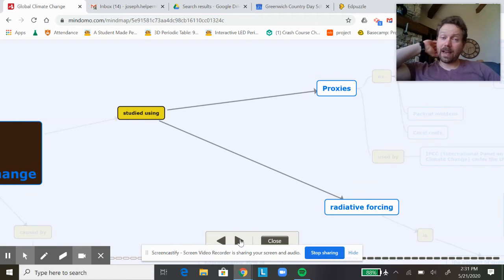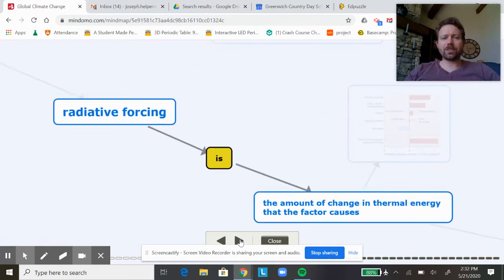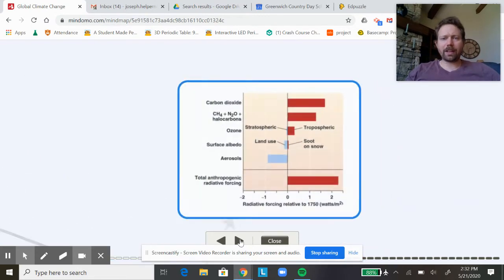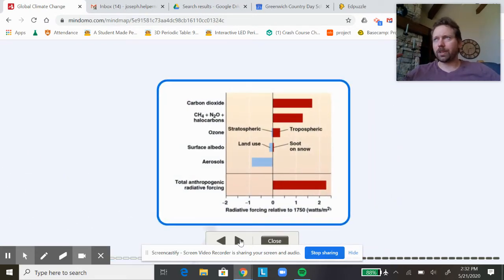Okay, so those are the effects. How do we even study climate change? How do we prove through numbers and measurement that this is actually happening? There are two ways. One is by looking at something called radiative forcing, which is the amount of change in thermal energy that a particular factor causes. We will look at the different factors that we really focus on, like carbon dioxide, ozone, methane, and aerosols.